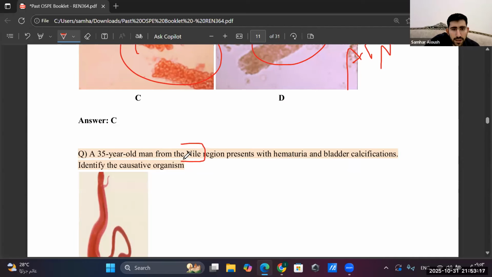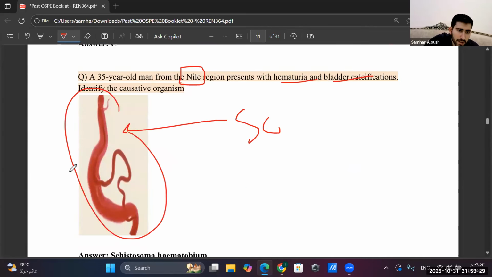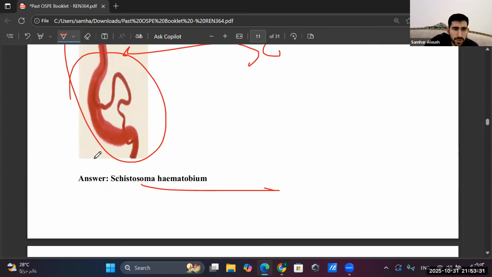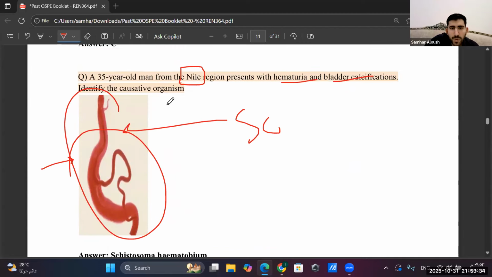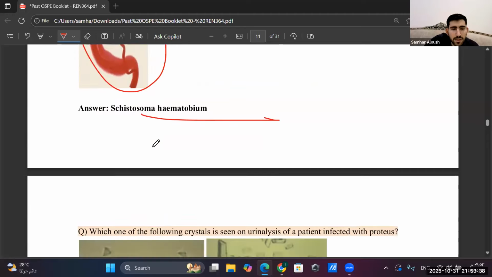Someone went to the Nile and he has hematuria. He swam, and has hematuria and bladder calcification. So they have schistosoma. What is the infection? The cercaria stage. Schistosoma hematobium. Memorize the picture, please, because the other picture was very weird in the exam. So just memorize this one.